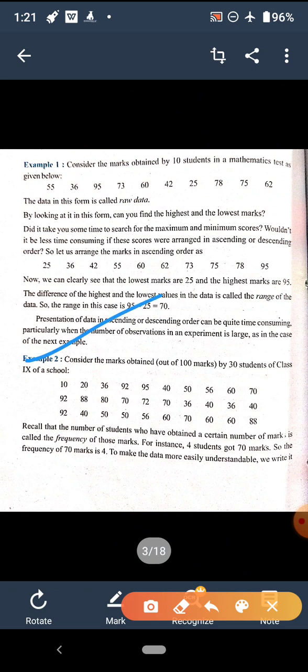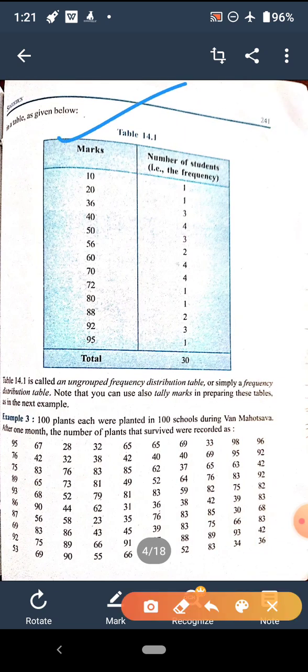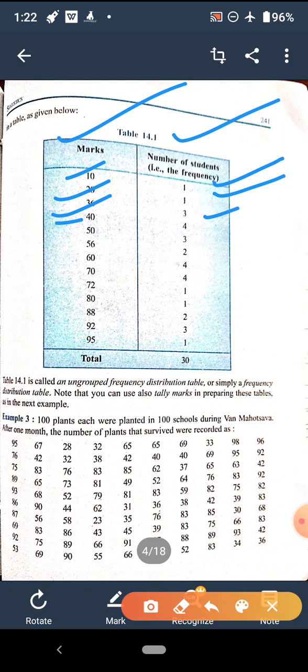Consider the marks obtained out of 100 marks by 30 students of class 9 of a school: 10, 20, 36, 92, 95, 40, 50, 56 and so on till 88. This data is not usable because some values are repeating here, and it is meaningless. But if I arrange it like this, marks and number of students, then you can see 10 marks got by one student, 20 marks got by one student, 36 marks got by 3 students, 40 marks got by 4 students. Now the data is presentable. This form of data presenting is known as ungrouped frequency distribution table.